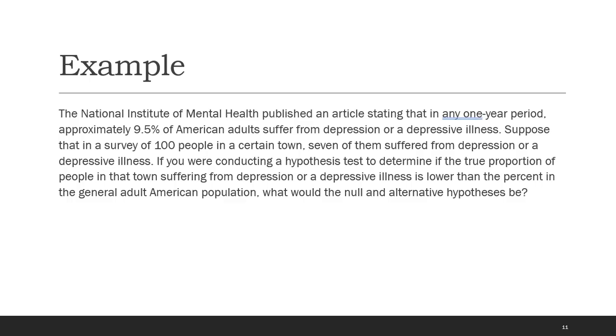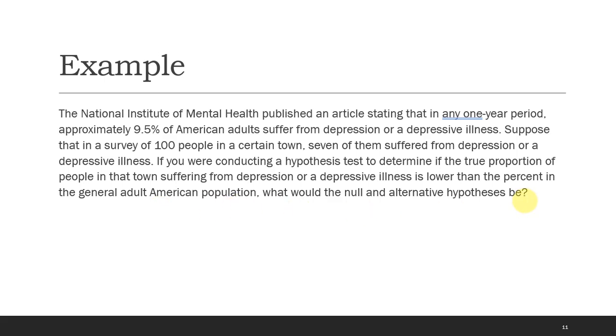Okay, so same thing. Now this is on you, okay? The National Institute of Mental Health published an article stating that in any 1 year period, approximately 9.5% of American adults suffer from depression or a depressive illness. Suppose that in a survey of 100 people in a certain town, 7 of them suffered from depression or a depressive illness. So if you were conducting a hypothesis test to determine the true proportion of people in that town suffering from depression, you're trying to determine if that's lower than the general adult population. What would the null and alternative hypothesis be?